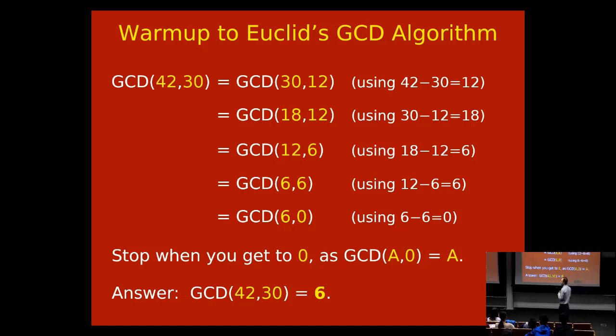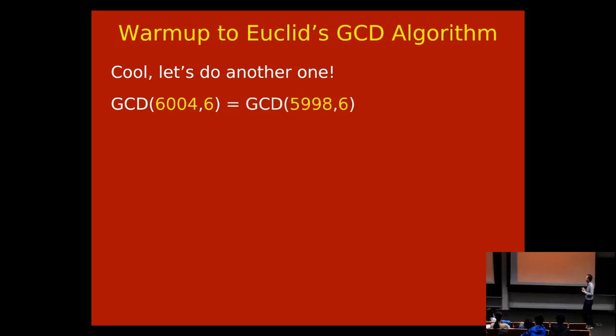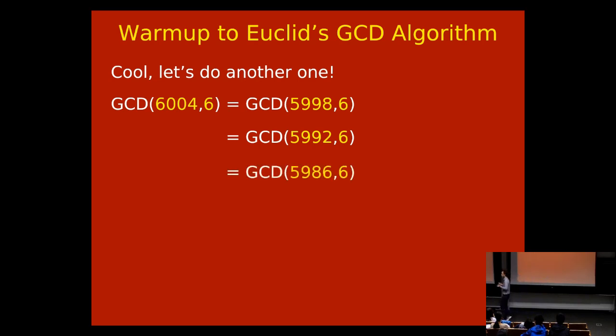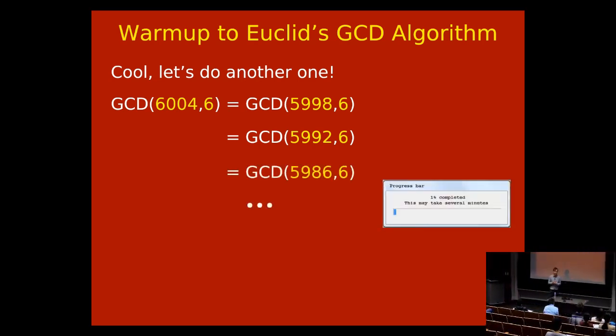This is an algorithm for computing the GCD. It works pretty well if the numbers are small, but let's try another example. Let's do the GCD of 6004 and 6. Actually, these numbers are not so big either. So it's the GCD of, I'll subtract 6 and get 5998 and 6. And I'll subtract 6 again and get the GCD of 5992 and 6, then 5986 and 6. This is going to go on for a little while. But I think you guys are smart. We could probably skip a lot of steps, right?